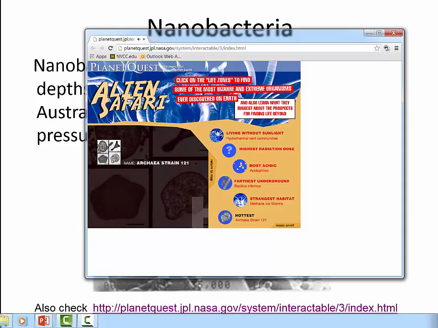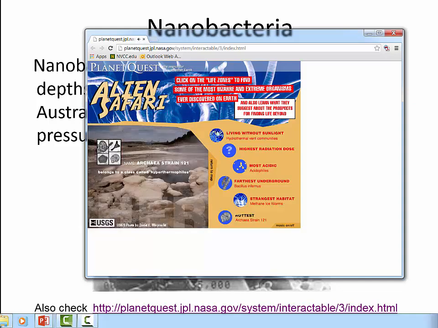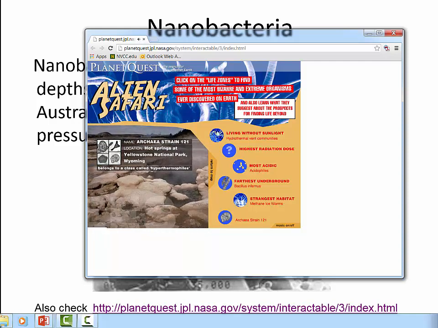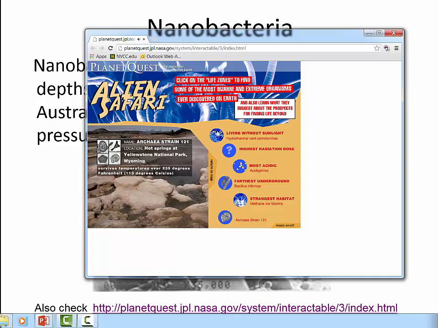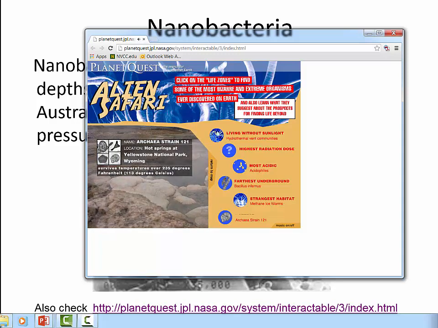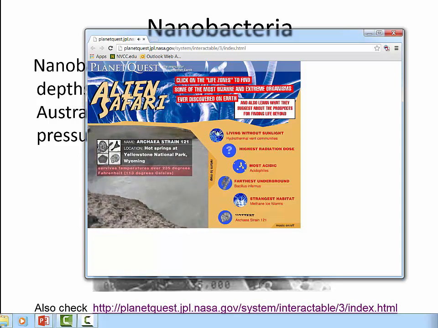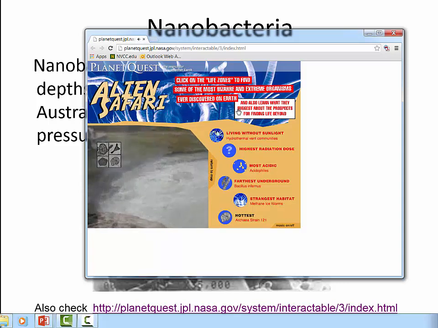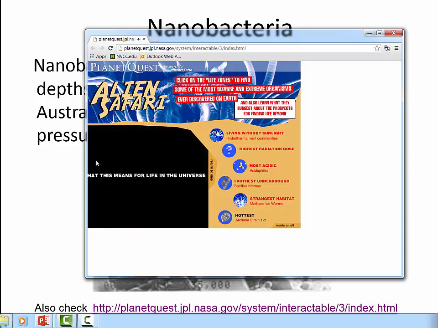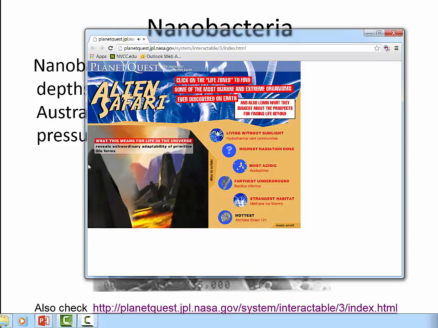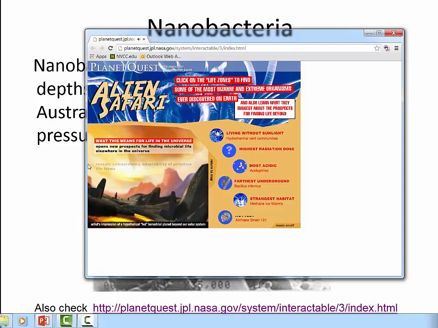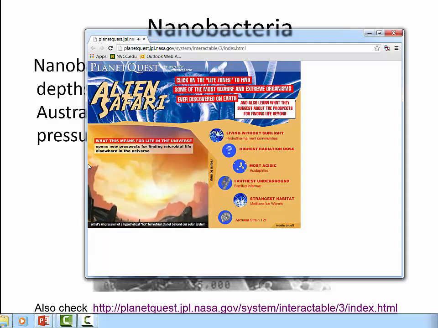Archaea strain 121. This microbe belongs to a class called hyperthermophiles, which live in extremely hot or acidic water. Some species can survive temperatures over 235 degrees Fahrenheit, hot enough to boil an egg in minutes. The discovery of organisms that thrive within a broad range of temperatures opens up new prospects for finding microbial life elsewhere in the universe.